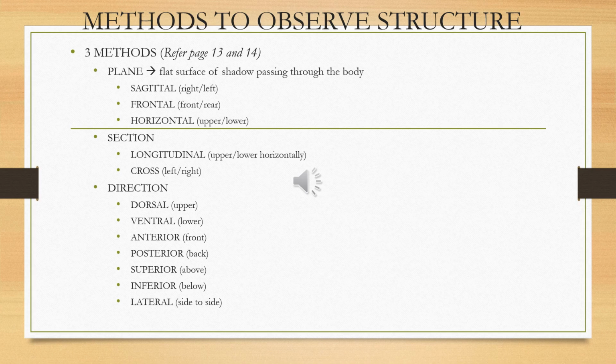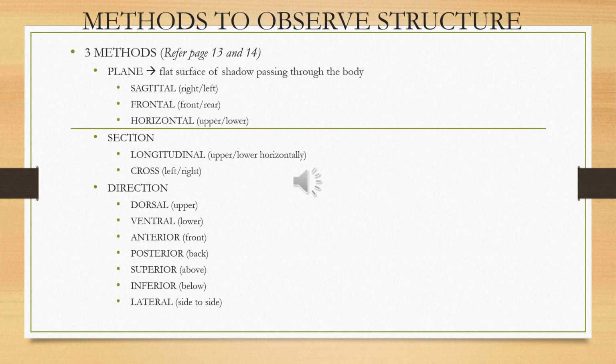You can refer to pages 13 and 14. Look at the human shape. Sagittal is the position between right and left, so you look at the line. Frontal is the front and rear, or the back, front and back. And horizontal is the upper part and lower part. So if we mention sagittal, you can imagine already, it's right and left. If frontal, then it's front and rear. So this one you have to remember, whether you like it or not.